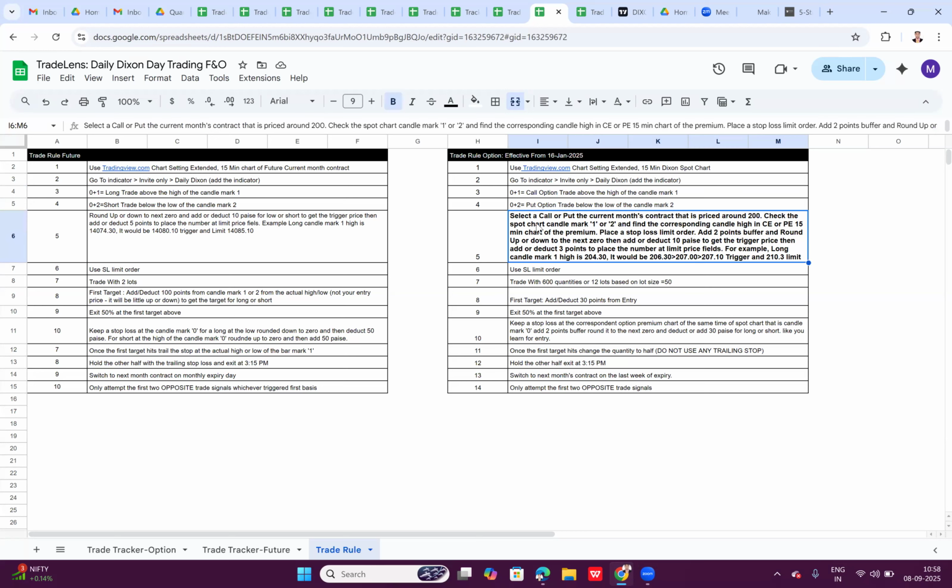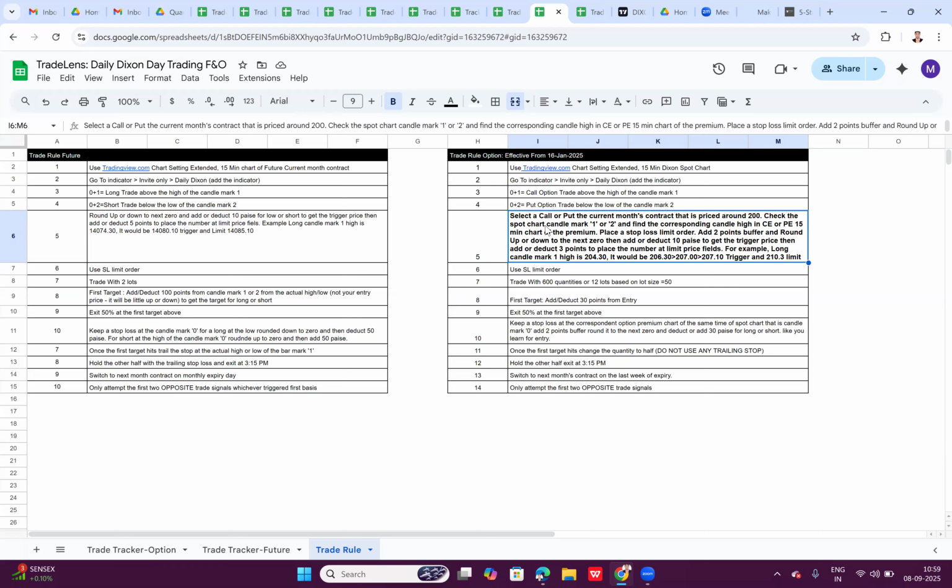Then we have to open the option chart of the strike price, which we will select as per this rule. We will place a proper limit price at the high of the 2 candle, and we will place the stop loss below the low of the 0 candle, because in options also we are buying. Therefore in option buying we have to place the order as per the option chart. We will check the setup in the spot chart, but we will place the entry as per the option chart. Okay, this is the option rule.